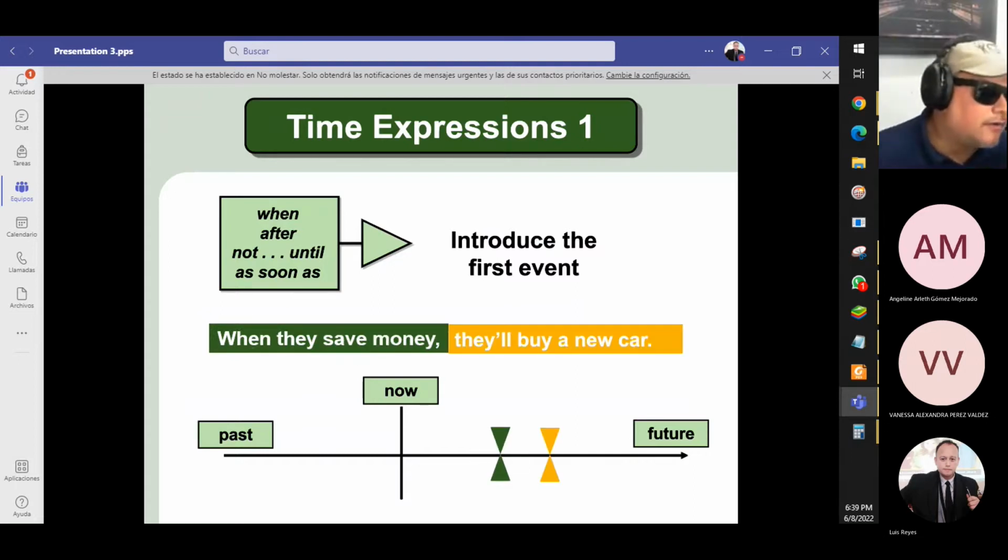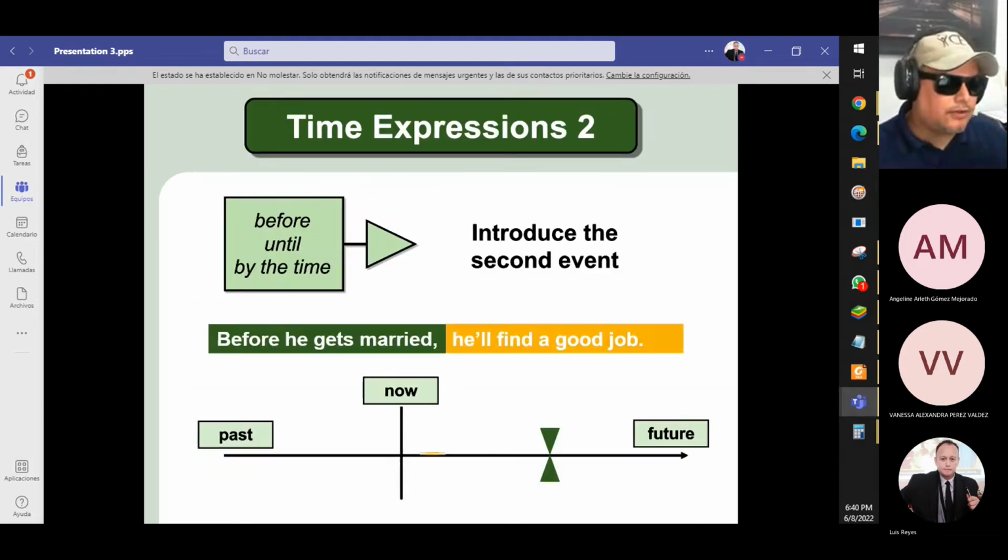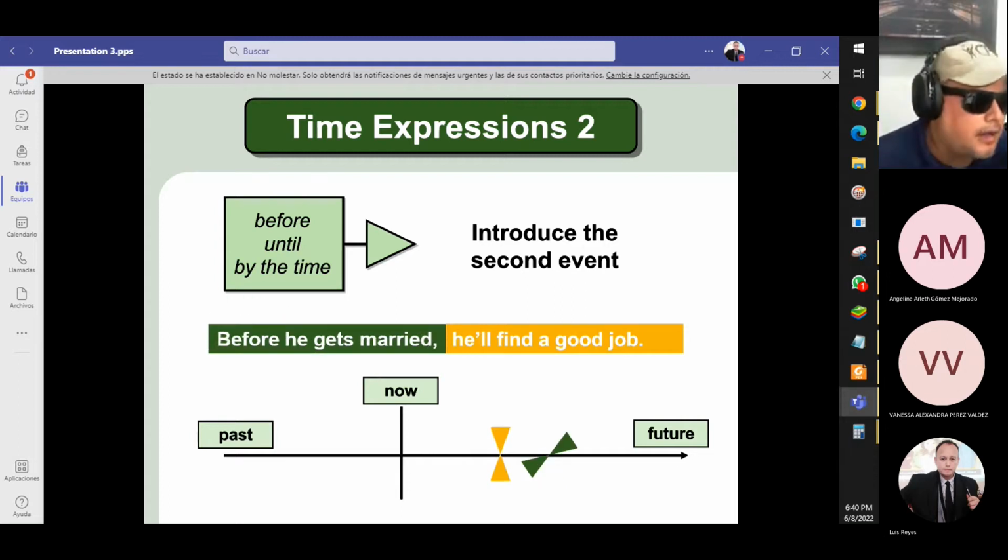Cuando usas when, after, not until, or as soon as, ¿verdad? Eso tiene que suceder primero. When they save enough money. Primero tendrían que ahorrar dinero, ¿verdad? Pero cuando tienes estas expresiones, lo que viene dentro de esa expresión sucede segundo. No es el primer evento, sino el segundo.